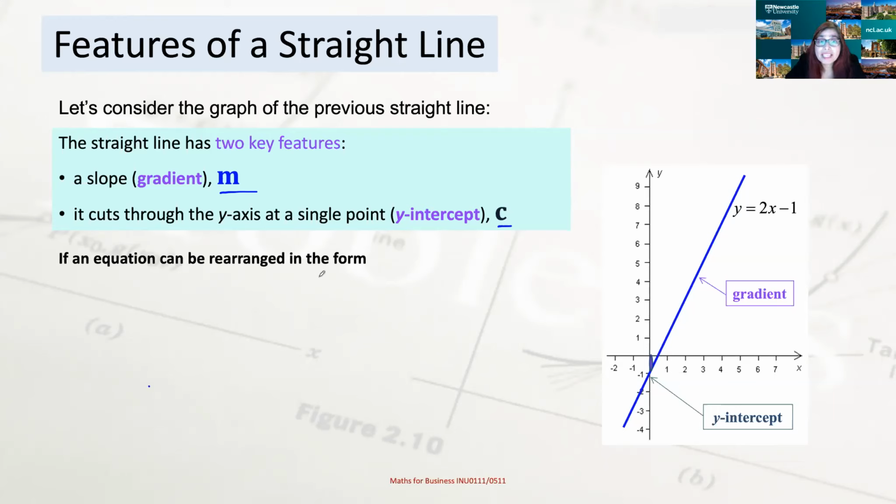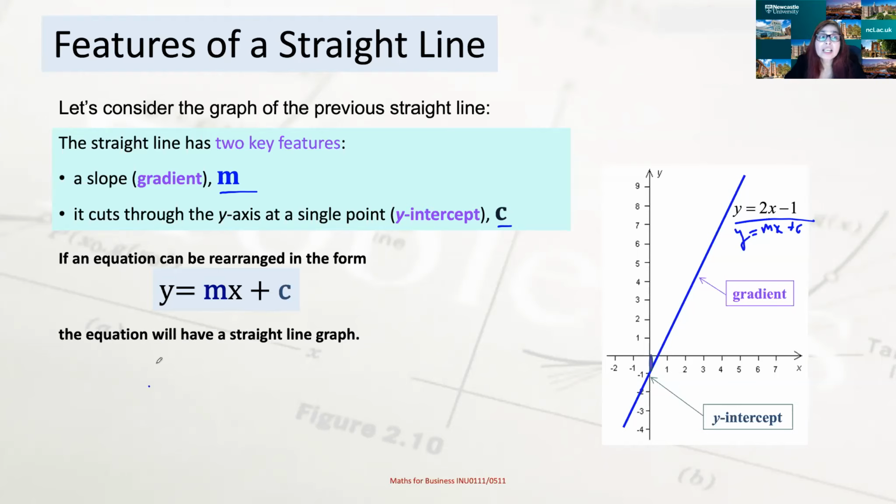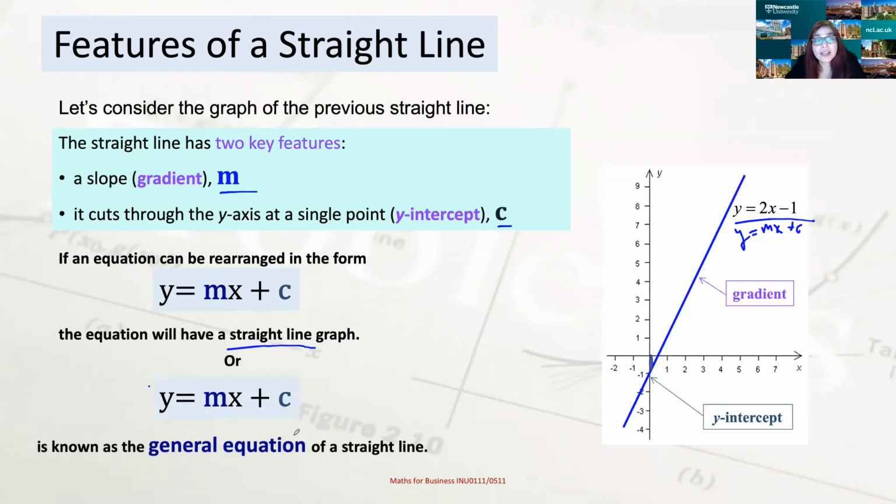And if an equation can be rearranged in the form y = mx + c, you can clearly see that here the equation is represented in this form, isn't it? If an equation can be rearranged in the form y = mx + c, the equation will have a straight line graph, see? Or I can also say y = mx + c is known as the general equation of a straight line. In maths, it's very important you have a general form for everything, yeah? So for a straight line, the general equation is given by y = mx + c. Please remember this form, okay?